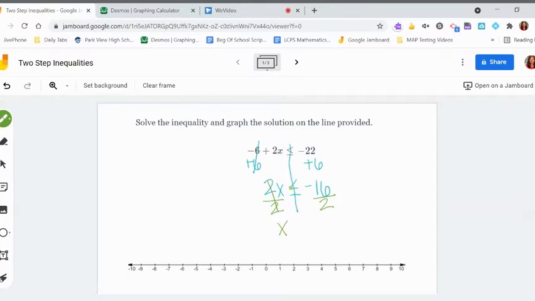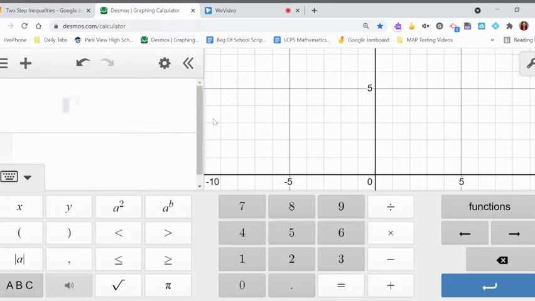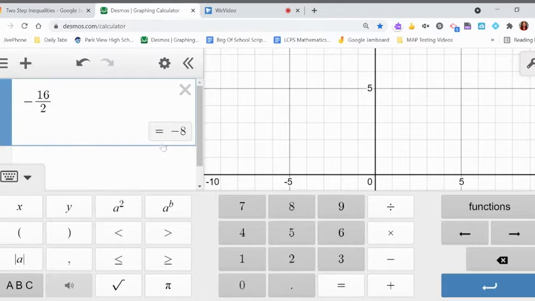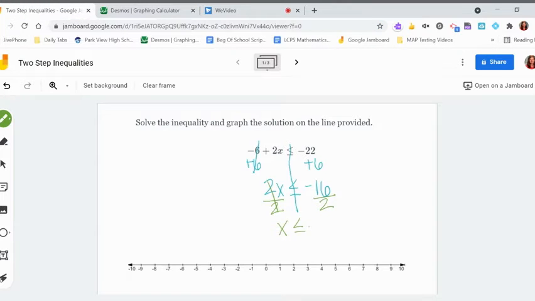I'm going to bring down my less than or equal to. And -16 divided by 2, again, you can type this in here if you need to, gives me -8. Okay, so that's our solving the inequality part. Our next part is going to be to graph the solution. So x is less than or equal to -8.